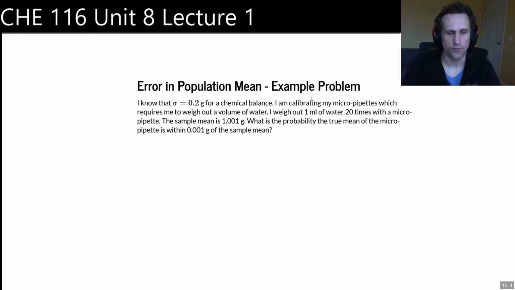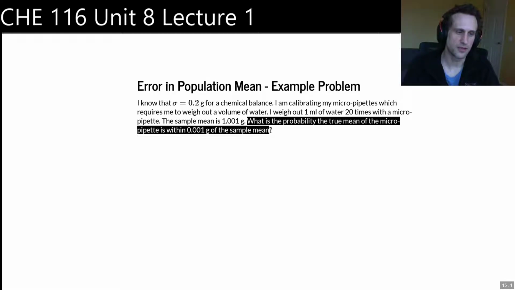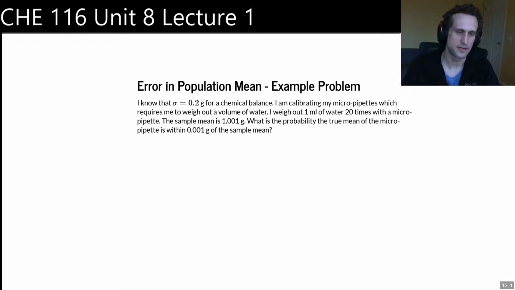So I weigh out 1 milliliter of water 20 times with a micropipette on a chemical balance. To calibrate it, you make sure you're getting out 1 mL of water by weighing the water. My sample mean is 1.001 grams. The question is, what is the probability that the true mean of the micropipette is within 0.001 grams of the sample mean? I know it should be 1 gram because 1 mL of water is 1 gram, so I'm asking what the probability is that it actually falls into that interval.